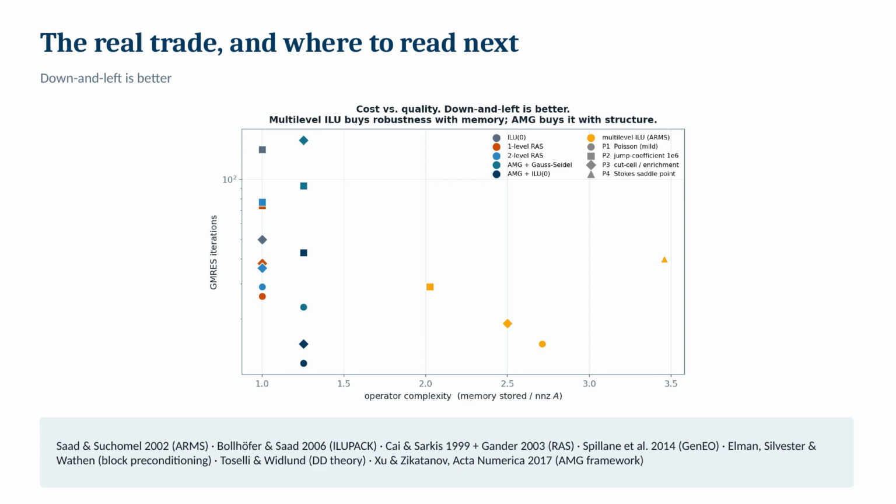The thing I'd want you to take away, these methods are not competing products. They're different answers to the same two questions, how to split, and how to approximate what's left. Once you can see which question a method is answering, the config file stops being a mystery.